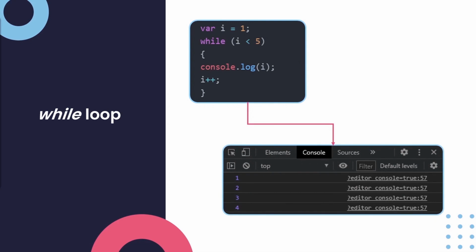So let's break this down. The first thing we do is we create a variable called I, which is our counter. We then move into the condition that we'd like to test. And essentially what this means is while I is less than 5, do this: console log this, then increment our counter. So again, the same thing is going to happen just like with our for loop, and that is that this loop is going to iterate 4 times until I is equal to 5.